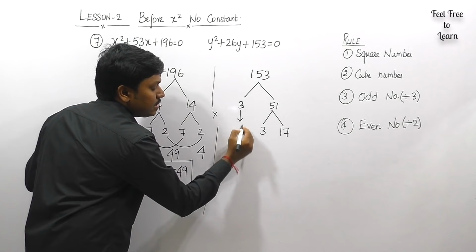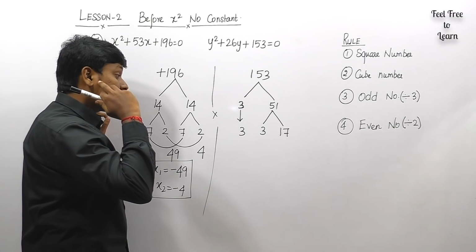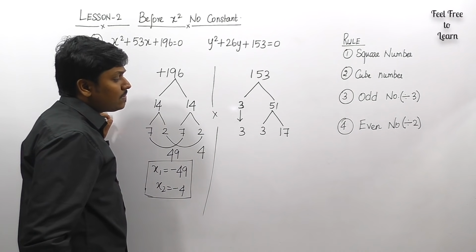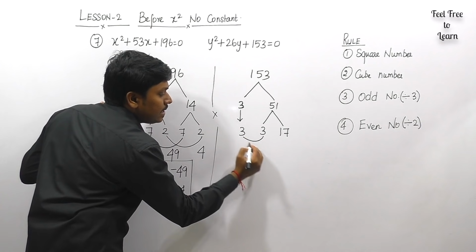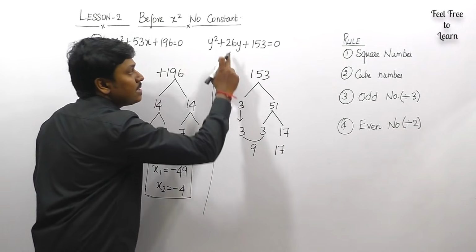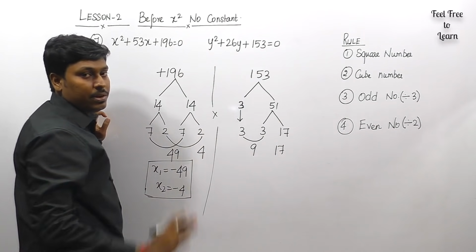So bring this 3 to the next step. Our target is to bring 26, that is plus 26. So I think we can write this as 3 into 3 will be 9. Listen carefully friends, 3 into 3 will be 9. So here it is 17. When we add both the numbers, the resultant will be plus 26. When we multiply both the numbers, the resultant will definitely be 153.